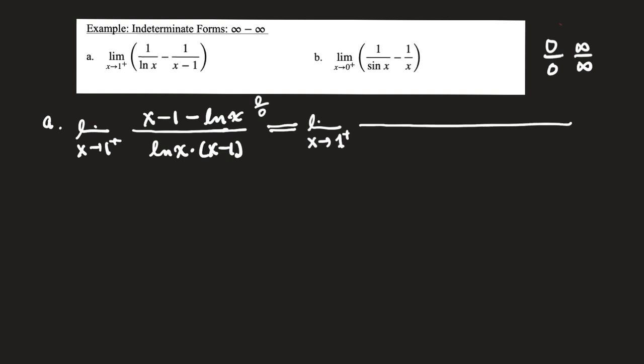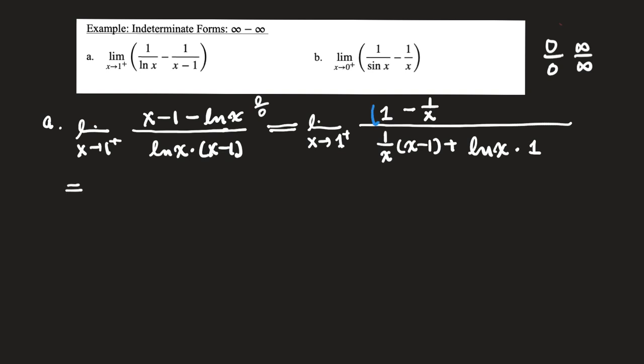Let's take the derivative. The derivative of x is 1, the derivative of negative 1 is 0, and the derivative of ln x is 1 over x. You're going to use the product rule; everyone remember the product rule. The derivative of ln x is 1 over x, times (x minus 1), plus ln x times the derivative of x minus 1, which is 1. Now we have to simplify.